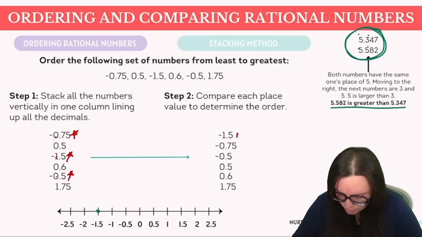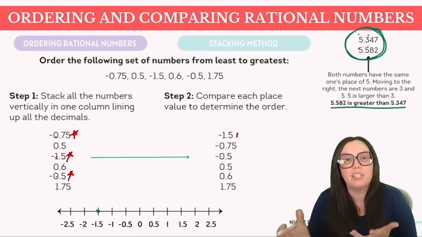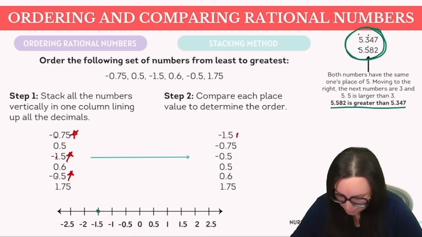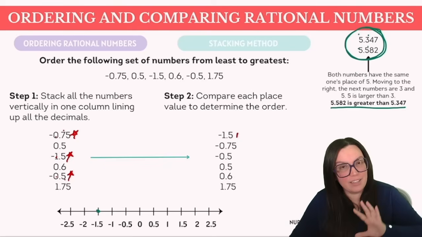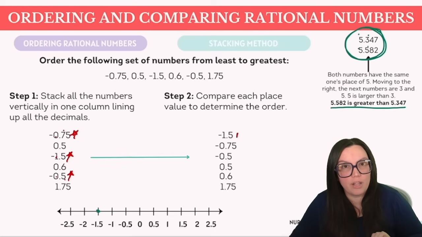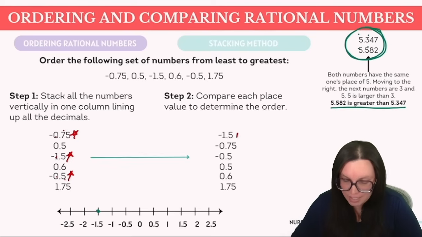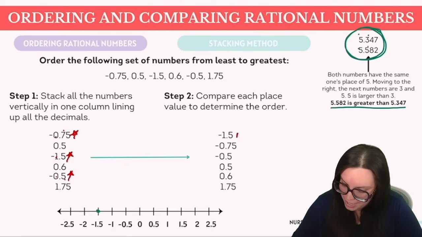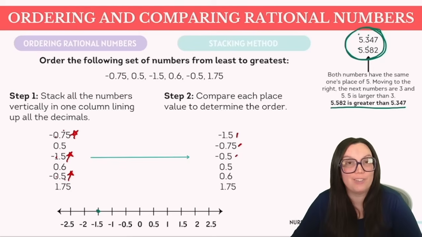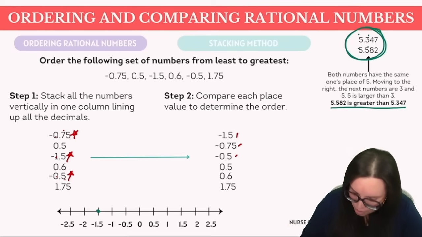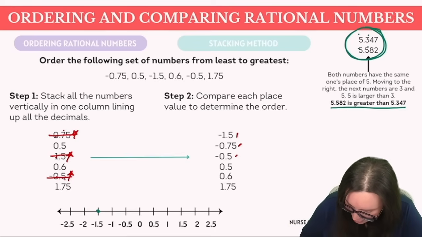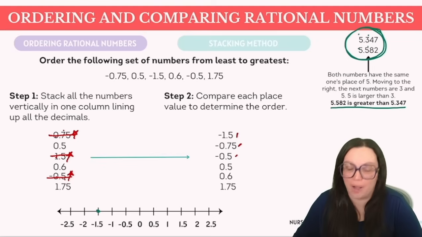So next, we're going to move on to our next numbers. Because both zeros are equal, we can automatically eliminate those. So now we have 7 and we have 5 of our negative numbers. Again, the further we move away from the 0 on the negative side of our number line, the more least it becomes. So 7 is greater than 5, which means that -0.75 is going to be less than -0.5. So now we've moved through all of our negative numbers. We can automatically eliminate those. Now let's take a look at our positive numbers.